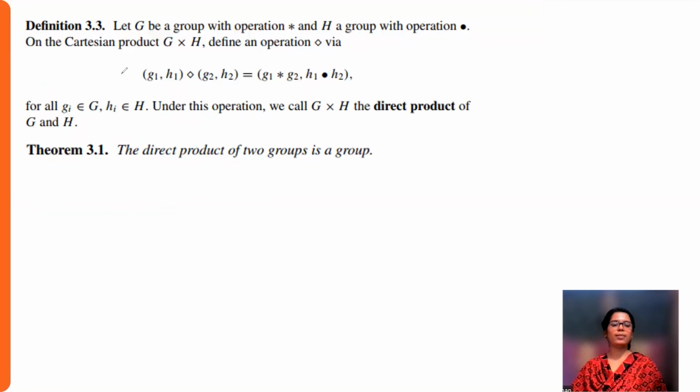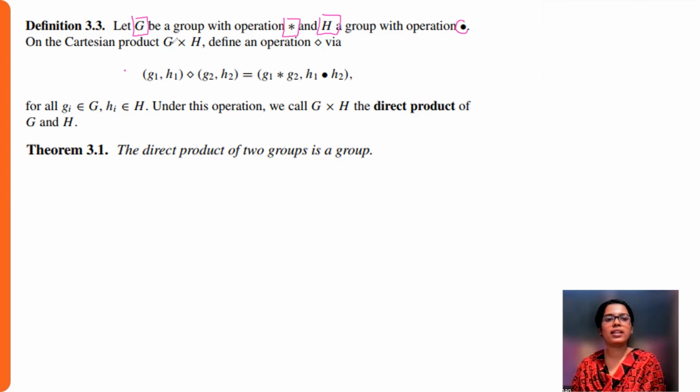Okay, now we have some basic definitions. Suppose we have a group G defined with the operation star. And suppose we have another group H on which we have defined the dot operation. That means we have two different groups. G is a group with the operation star, and H is a group where the binary operation is dot.